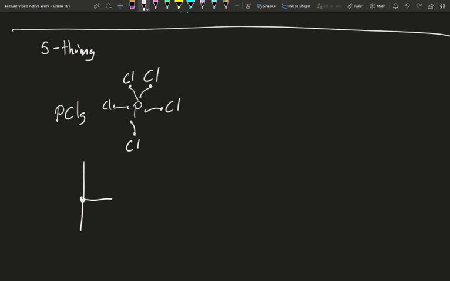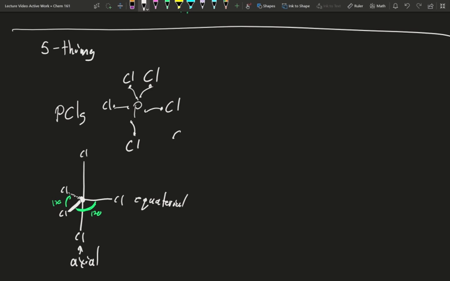cannot spread evenly. Instead, you get 2 domains. You get an axial going up and down, and you get an equatorial going around. From the axial to the equatorial is right angles. They are 90 degrees. But between the equatorials, they are 120. And so this is the farthest you can get things.